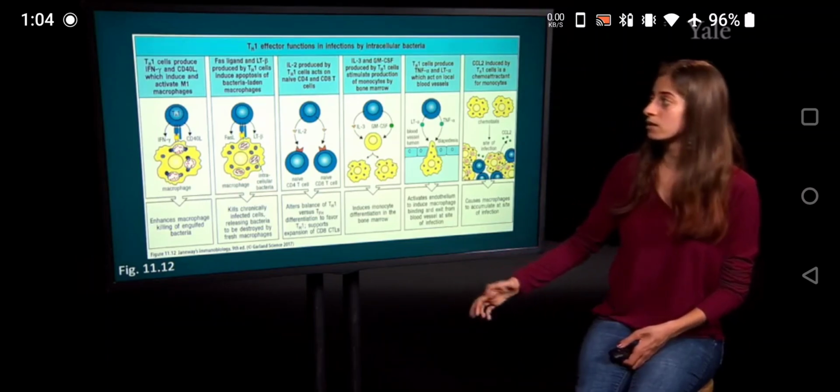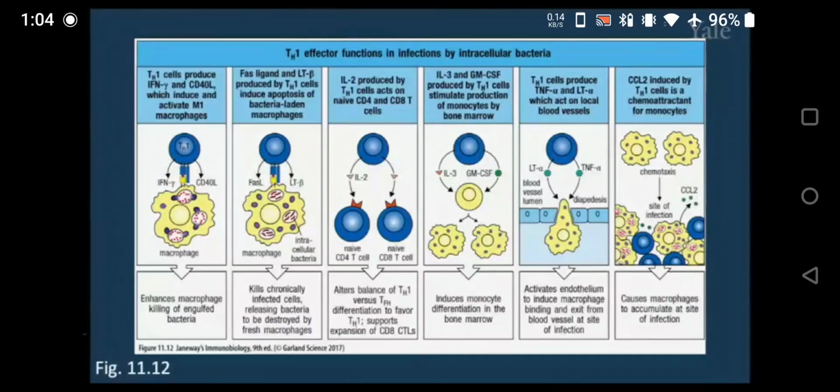Th1 cells also produce TNF-alpha and lymphotoxin alpha, which act on local blood vessels. This allows the endothelium to induce macrophage binding and exit from the blood vessel, so when the macrophages or monocytes are released from the bone marrow, they can actually traffic into the site of infection by leaving the bloodstream and going into the infected tissue. And finally, Th1 cells induce CCL2. This is a chemoattractant, or a chemokine, that draws monocytes towards the site of infection, where they can differentiate into macrophages and help with bacteria killing.